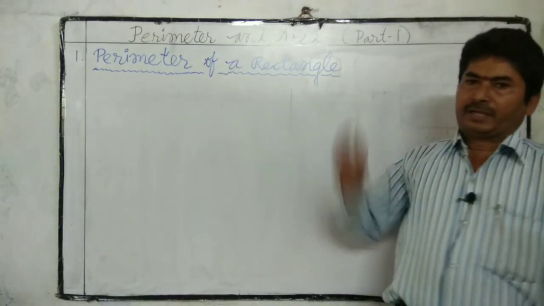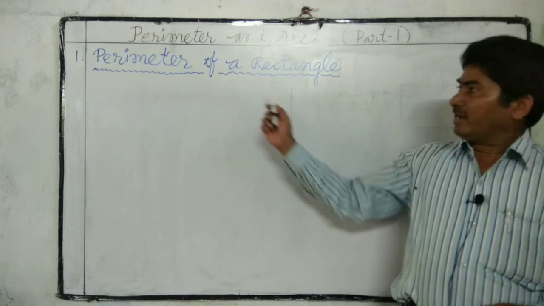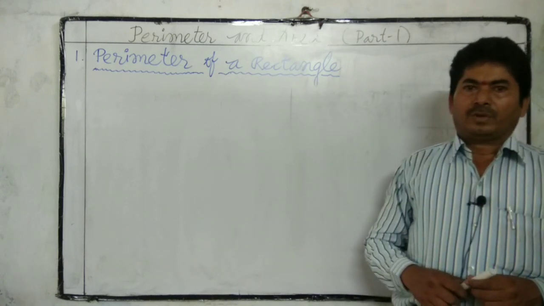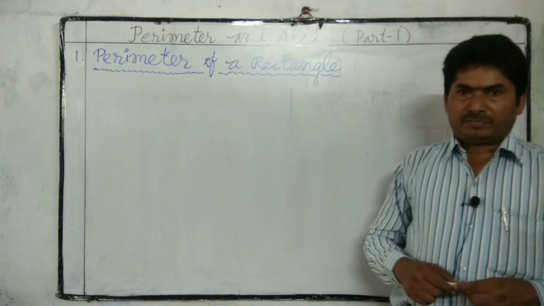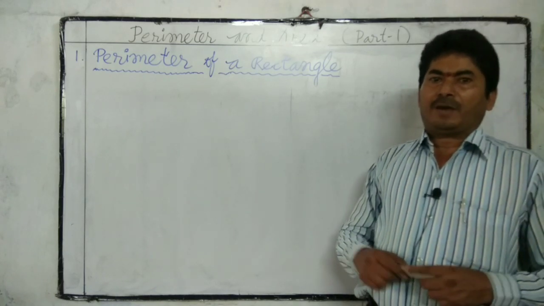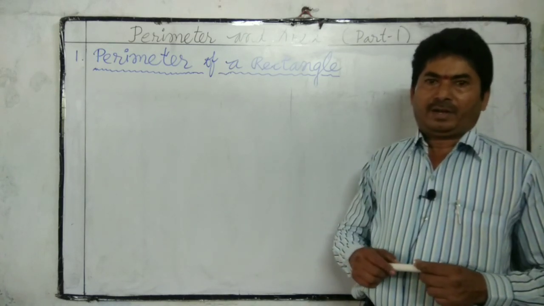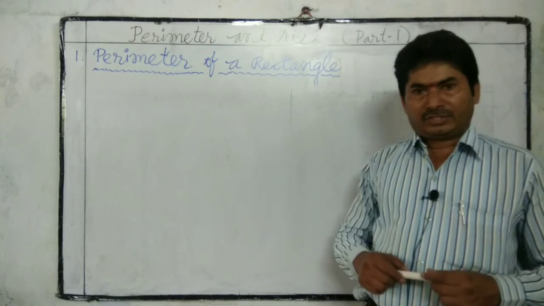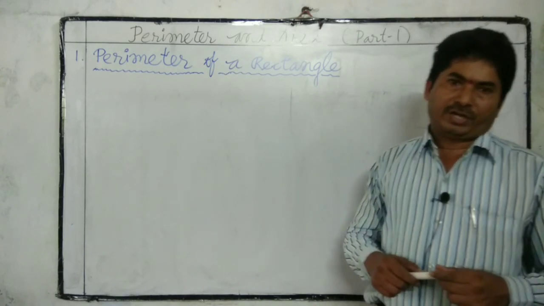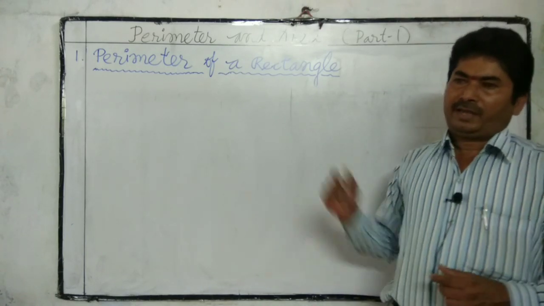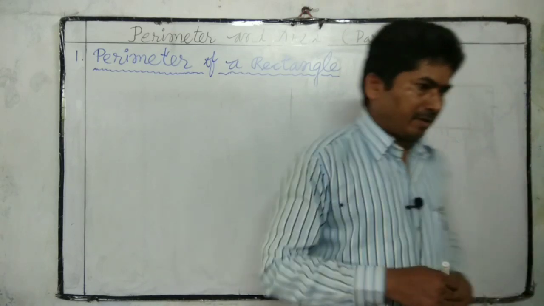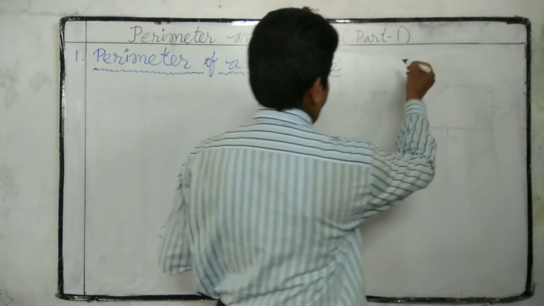Perimeter of a rectangle. What is a rectangle? A quadrilateral in which opposite sides are equal and all angles are equal, that is 90 degrees, is called a rectangle. Let us see the figure.